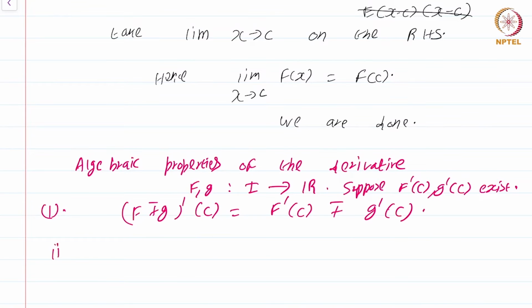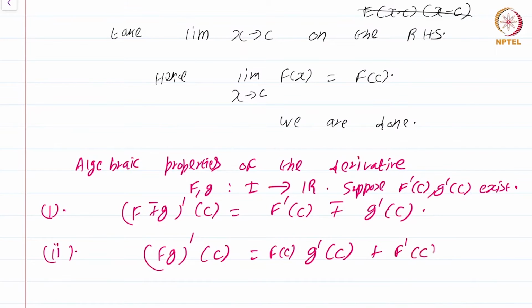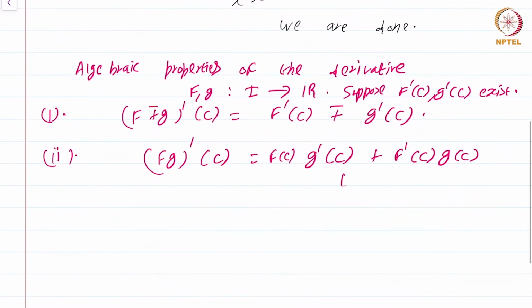Second, fg prime at c is, sorry, I should mention which point f is taken at. It's f of c g prime at c plus f prime of c g of c. This is also called the Leibniz rule. Let's prove this.